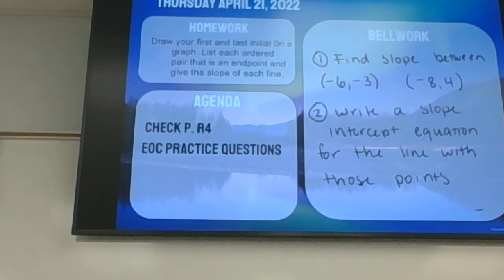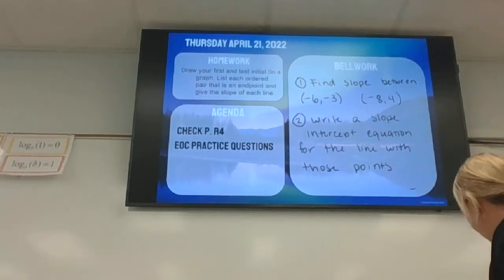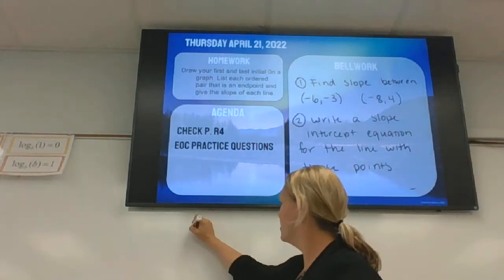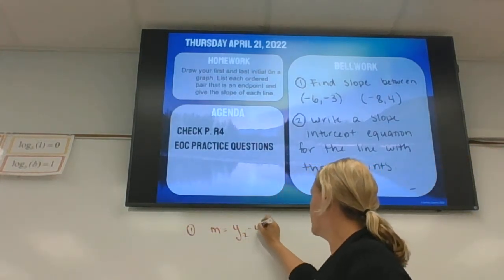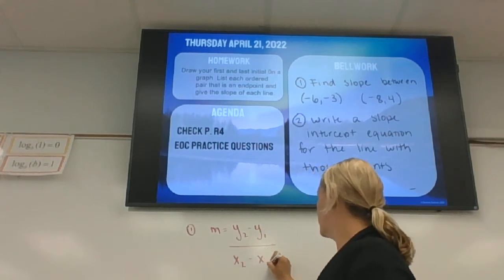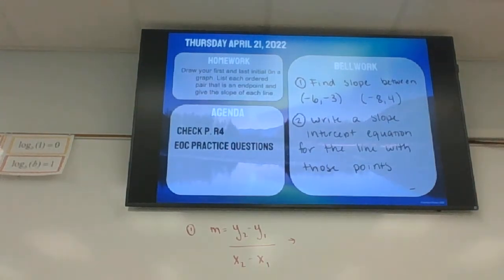Miss, the slope is 7 over 2. Oh, this? Okay. So going on to number 1, we're doing the slope formula. It's 7 over negative 2. All right, probably the most useful formula for your exam.